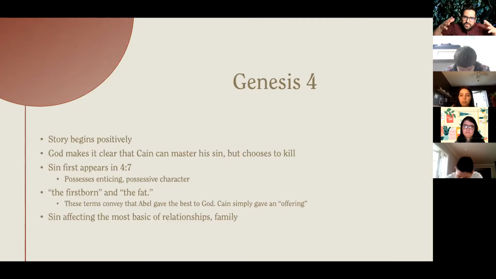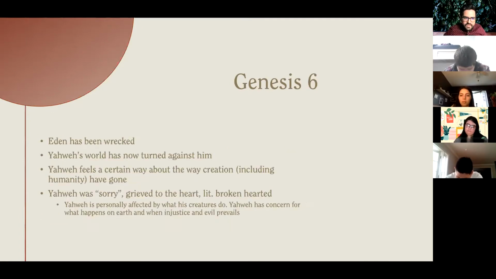That again, sin is starting to work its way down. What we're going to see in chapter 6 is that sin starts working its way out. We see Eden, places wrecked, trashed. Yahweh's world has now turned against him, and he feels a certain way about the way creation has gone because it's now infected itself with violence.